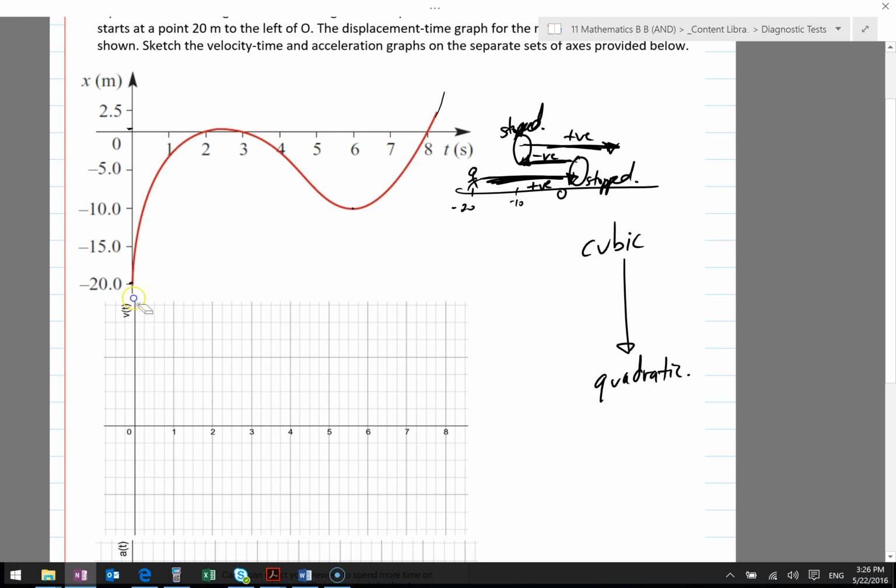Okay, the way I'm going to find this is just using some slope lines. I'll always start by finding where is it completely flat. So it's completely flat at this point and this point. So I'll mark them on my slope function as being flat points. Okay, so I've used that information.